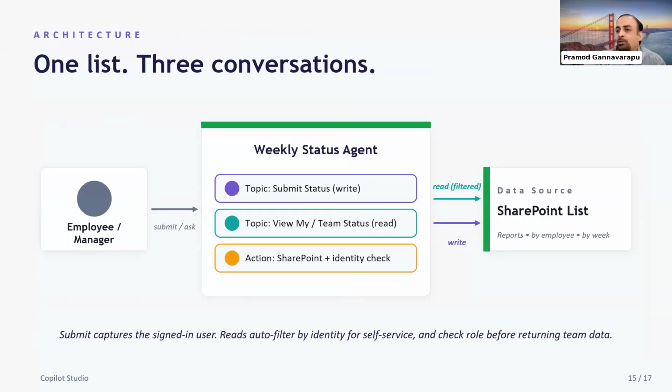So this agent works in two different ways. If it is an employee, he can submit the report into a SharePoint list. You can also use Dataverse. The topic for employees lets him see his reports. For a manager, he can see the team's report, team status report, and it is definitely going to do the identity check, and it is going to submit it based on the user who logged into the Copilot agent.